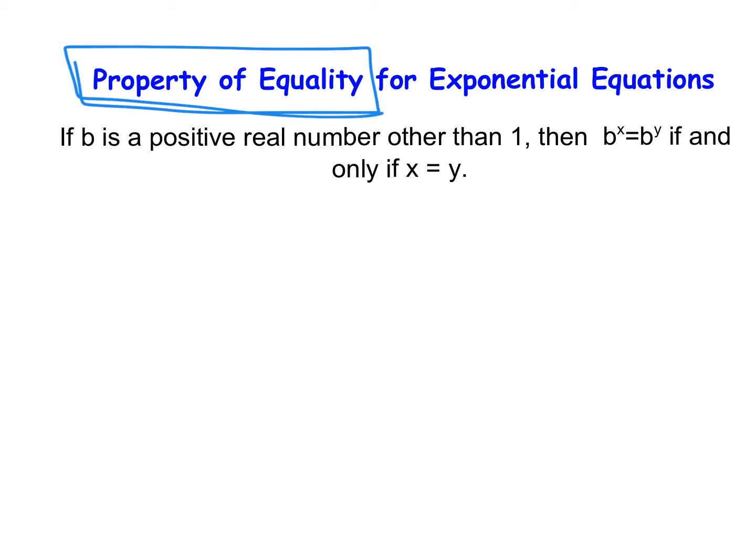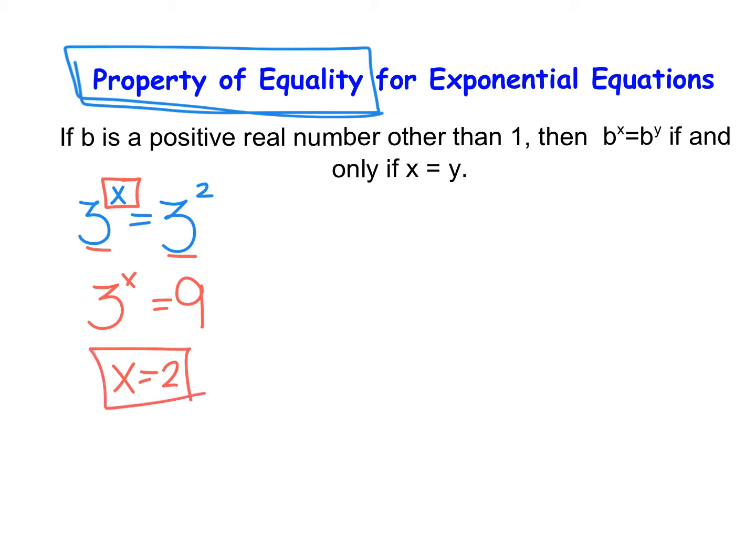Which should make sense. Basically what this is saying is if we have 3 to the power of x and we have 3 to the power of 2, well, these two situations have the same base. And so the only value for x would be 2. Because if we kept going with this, we would have 3 to the power of x equals 9, and we would know x has to be 2. So basically what this is saying is if you have common bases, you can set exponents equal to each other, which is a really nice trick.